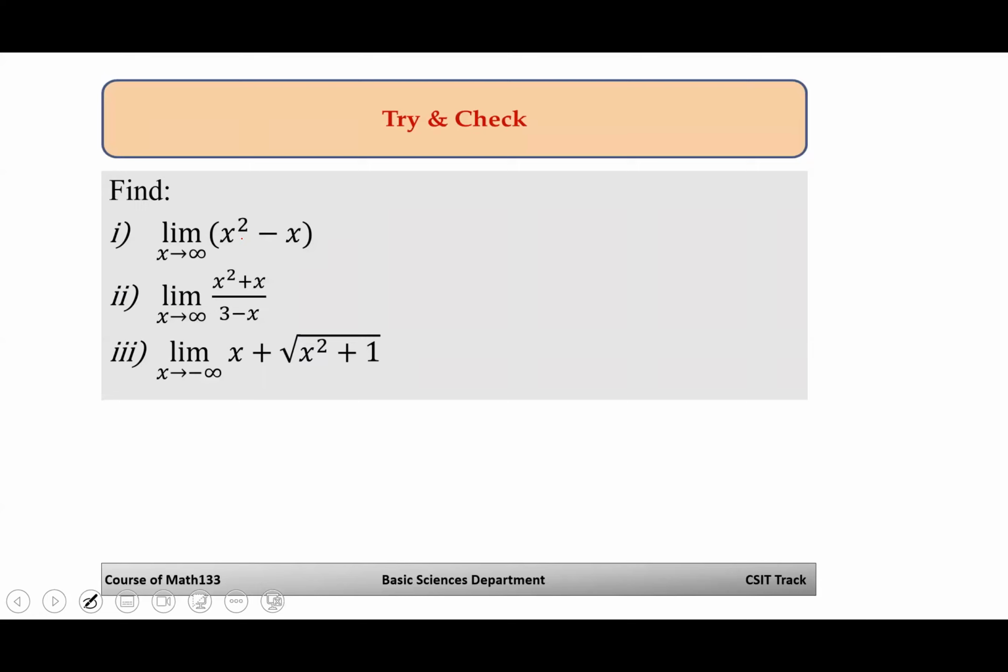Let us finish with some try and check examples here. The substitution here, of course, will give an indeterminate case, since this term will go to plus infinity and this one will go to minus infinity. This is an indeterminate form, so we need to factor. The best way is to take the common factor, which is x squared, times 1 minus 1 over x.